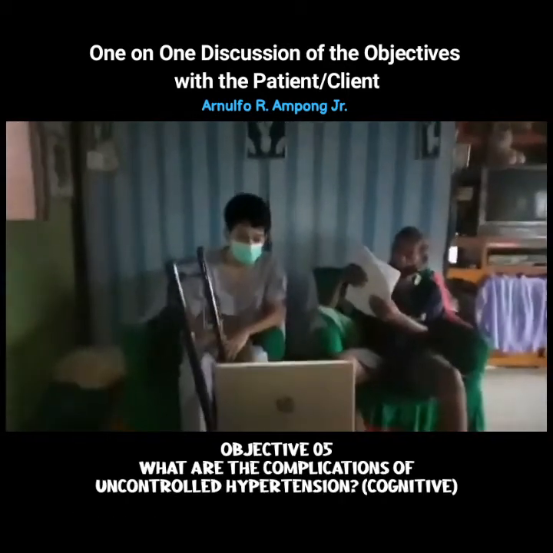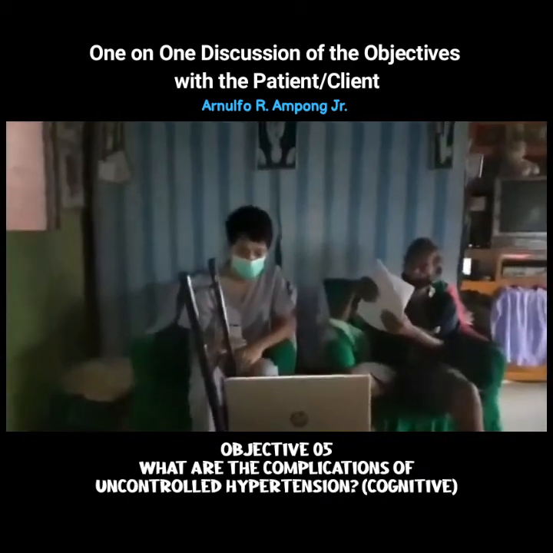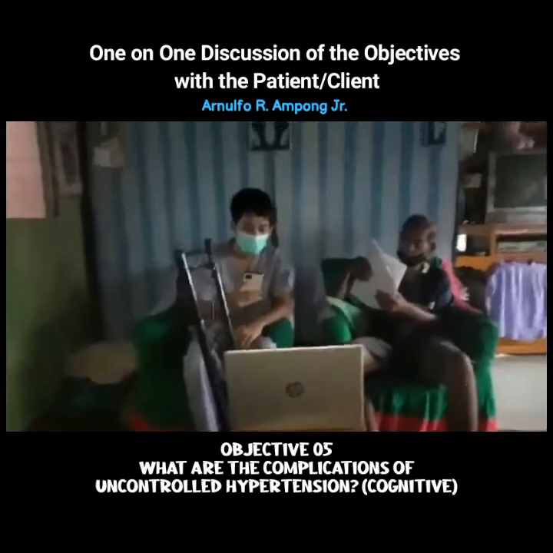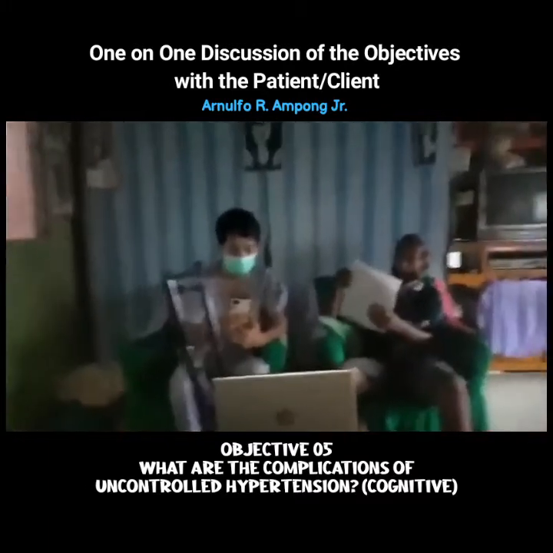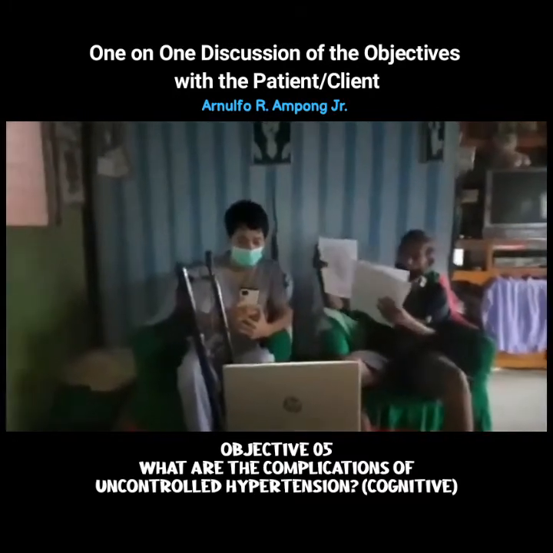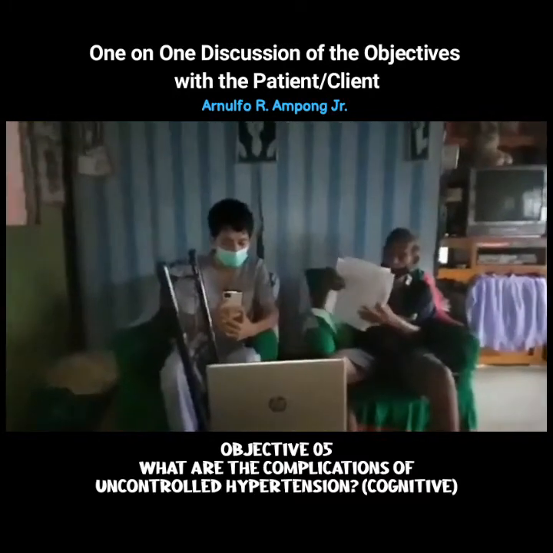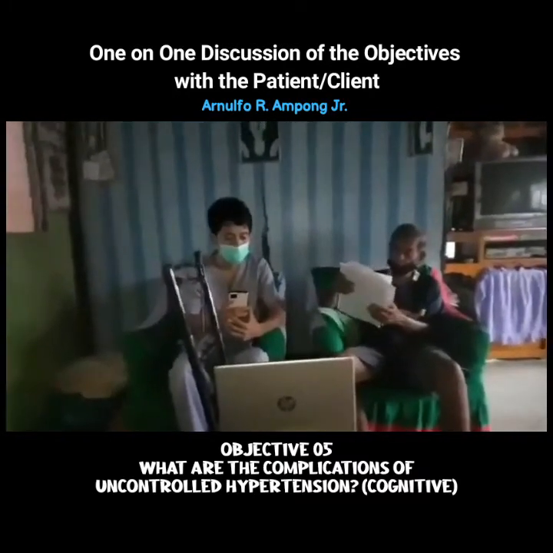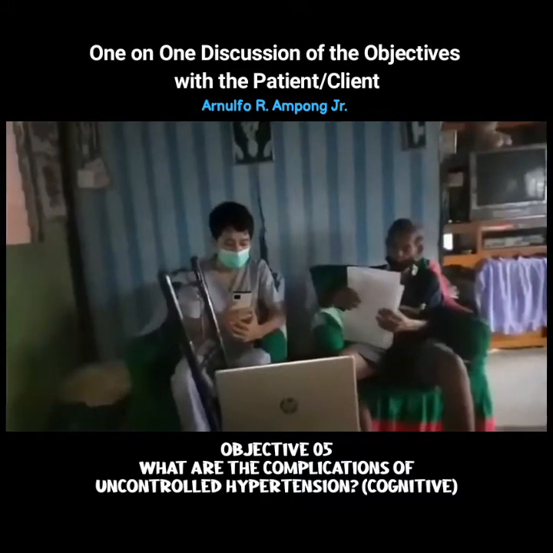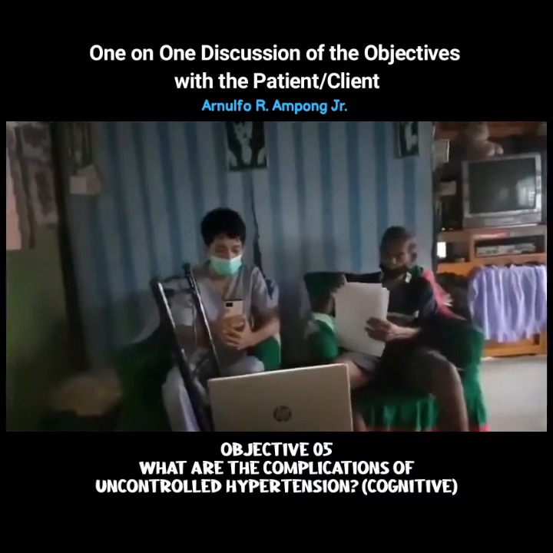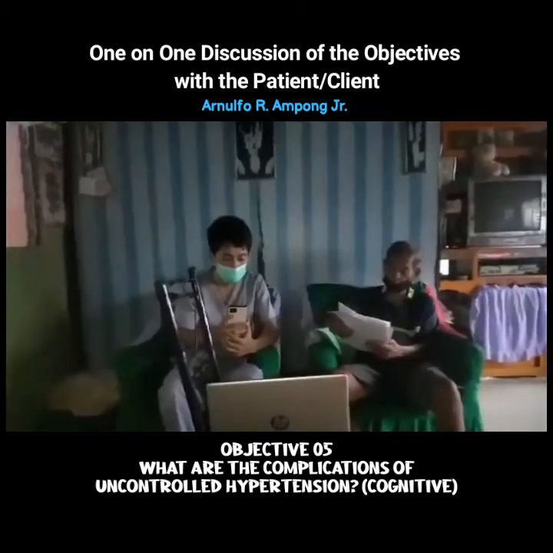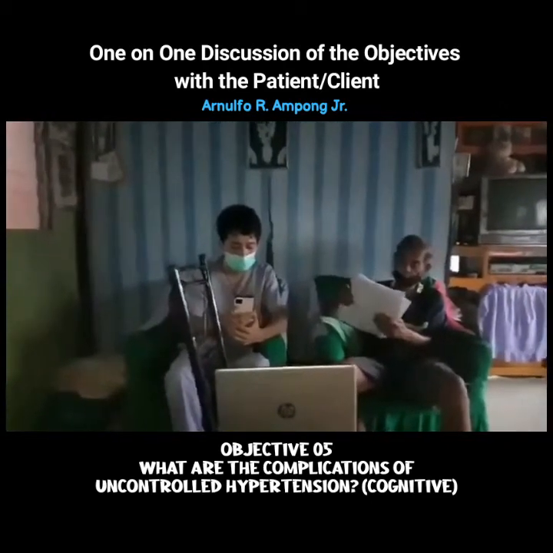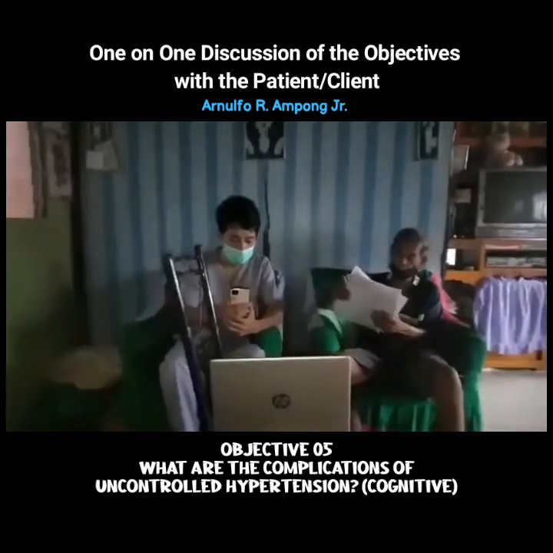The next objective is the complications of uncontrolled hypertension. Heart attack or stroke: high blood pressure can cause hardening and thickening of the arteries, which can lead to a heart attack, stroke, or other complications. Aneurysm: increased blood pressure can cause your blood vessels to weaken and bulge, forming an aneurysm. If an aneurysm ruptures, it can be life-threatening.